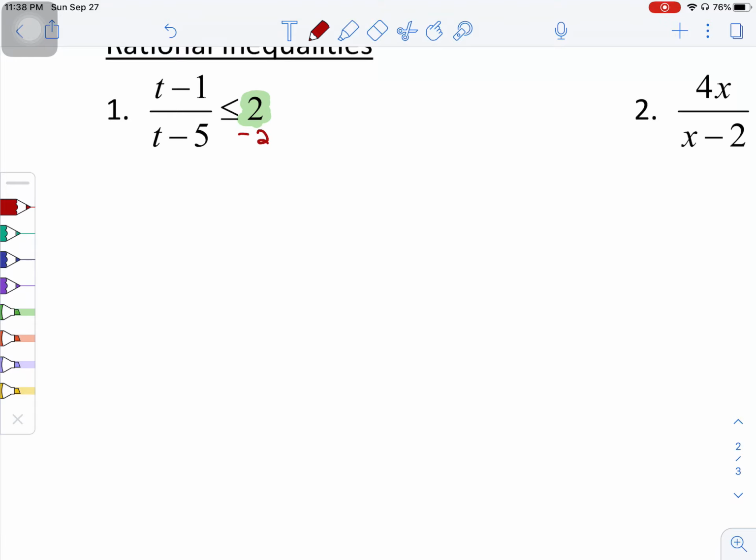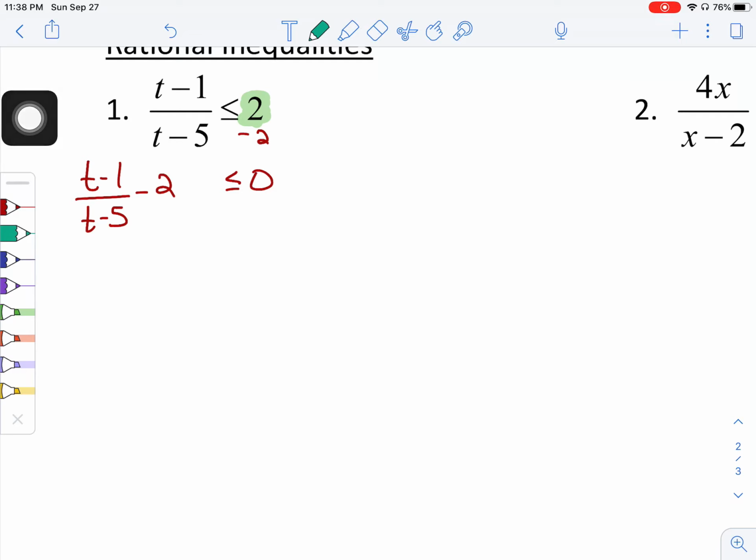All right, so we've got t minus 1 over t minus 5 minus 2 is less than or equal to 0. Now, if it's been a while since you've worked with fractions, we need to combine this. But in order to combine these, we need a common denominator. So the common denominator here is going to be t minus 5. And we need to multiply that to the numerator as well.